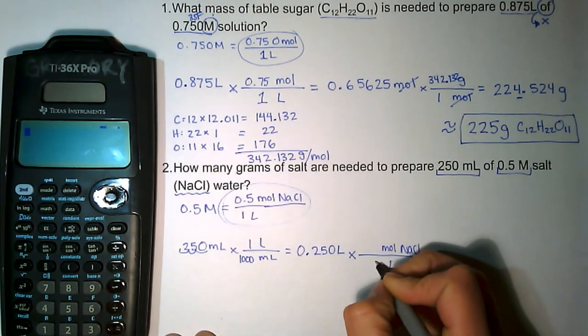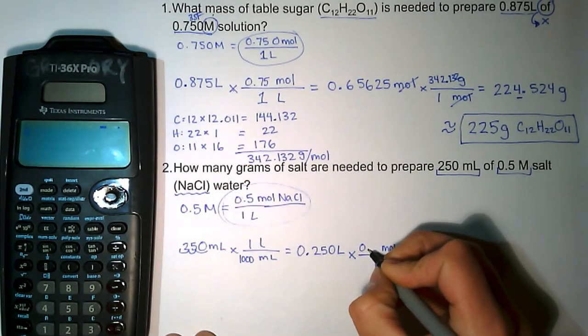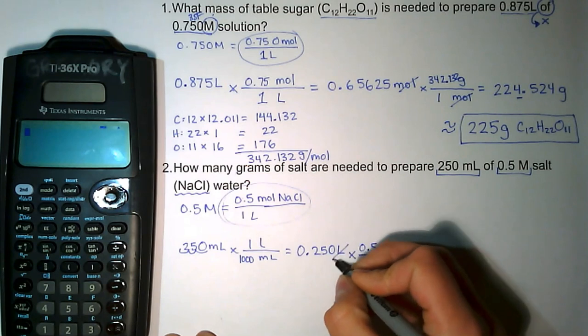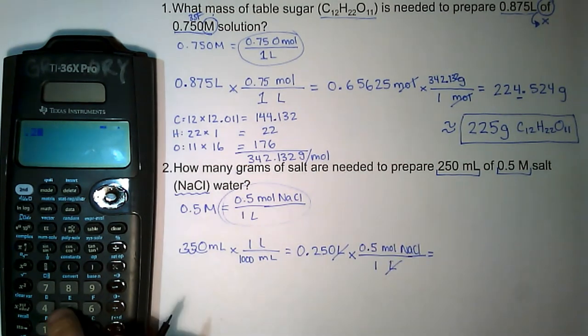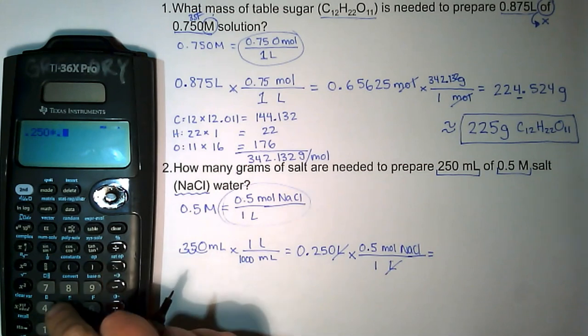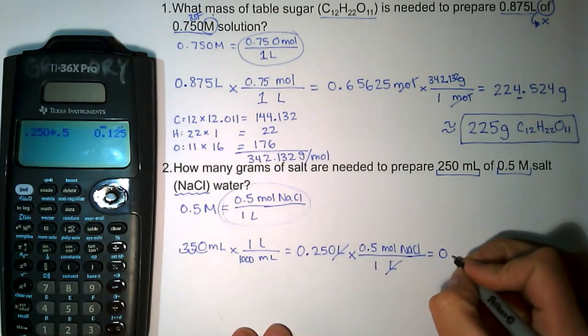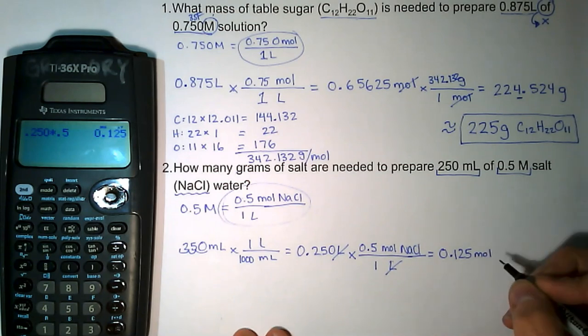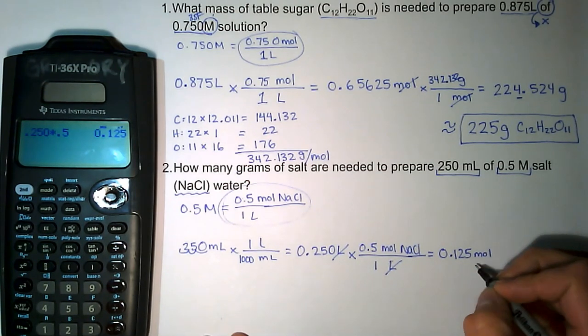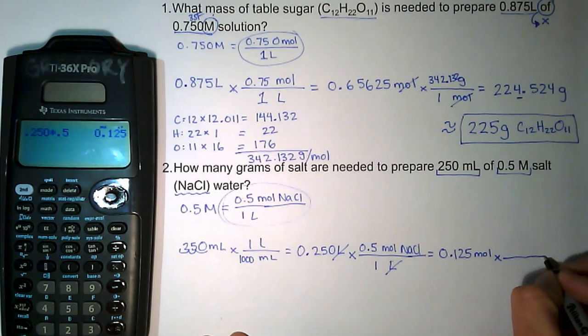And then I have 1 liter and 0.5 moles. Liters will cancel out, and I'll just be left with moles of NaCl. So I'm going to do 0.250 times 0.5, which gives me 0.125 moles of NaCl. Now I just need to convert my moles into grams, and then I'll know how much I need, and I'll be able to actually measure that out using a balance.